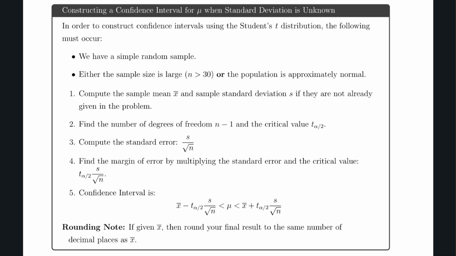Now here are our steps for constructing a confidence interval when the standard deviation is unknown. In order to construct a confidence interval using the student's t-distribution, the following must occur. First, we need to verify, do we have a simple random sample? Then, once we've verified that, we need to know, is our sample large, or if the sample is not large, is the population approximately normal? And what is our cutoff for a large sample? A large sample is greater than 30.